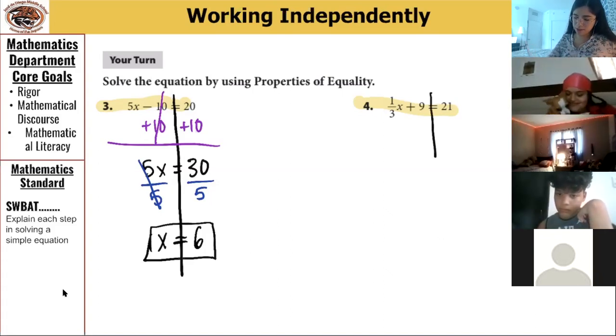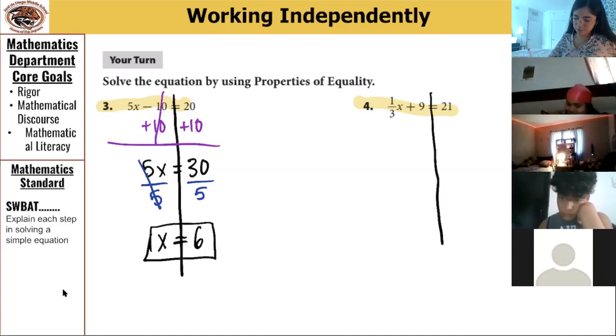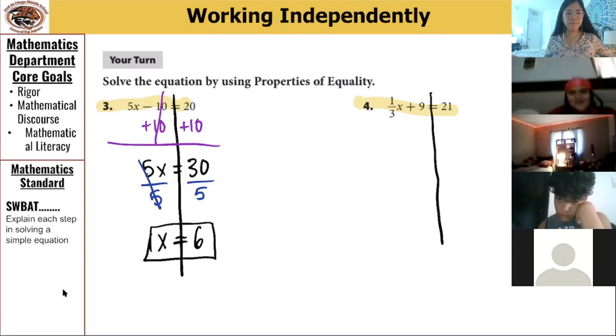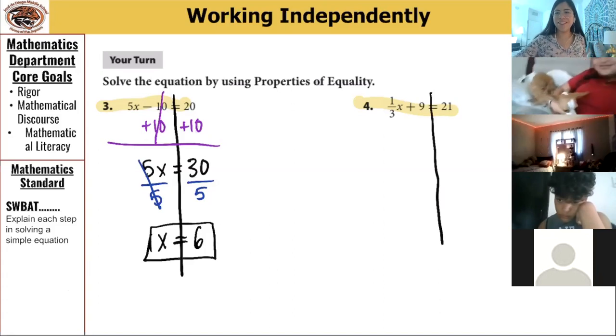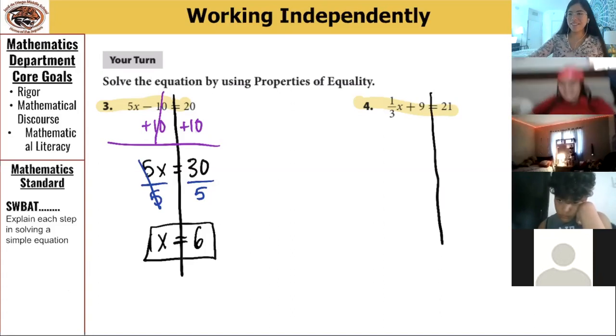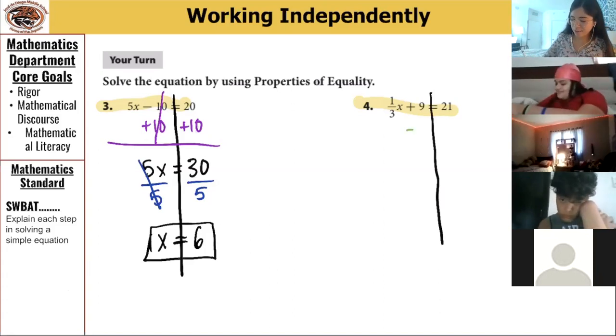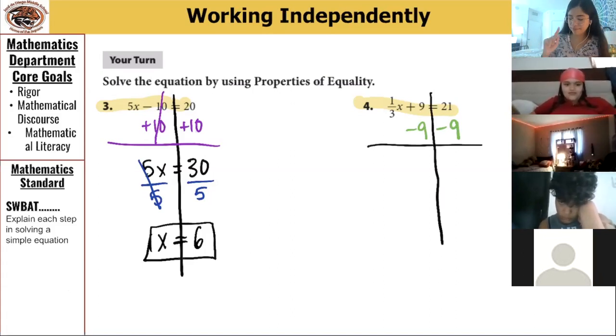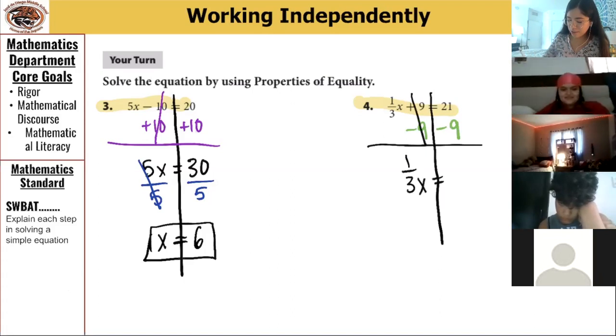First things first, what am I going to do? Subtract 9 from both sides. We're going to subtract 9 from both sides. Beautiful. And 21 minus 9 is 12, my bad. So if you got 11, there you go. So 1/3 x equals 12.